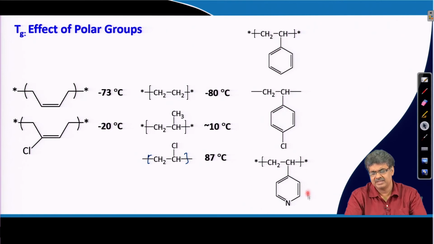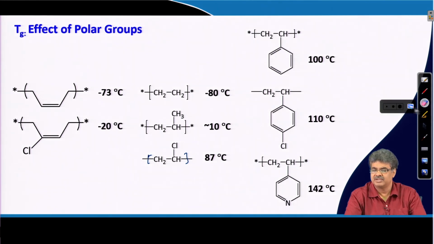If you compare these three cases, as we increase the polar substitution, the steric effects are almost similar. So, the intermolecular forces or the polar effect will be mostly determining the value of Tg. If you look at this value, the higher the polarity, the higher the Tg for these polymers.